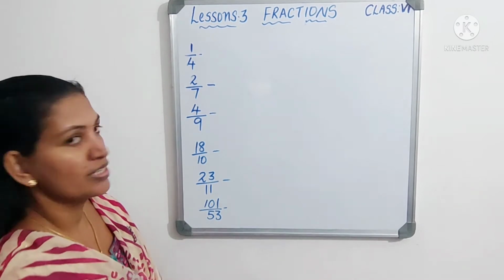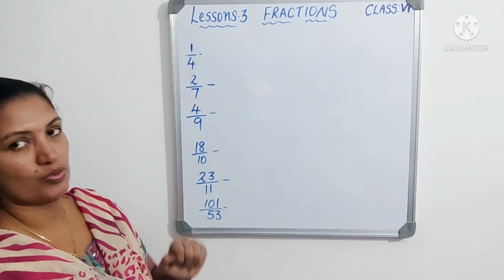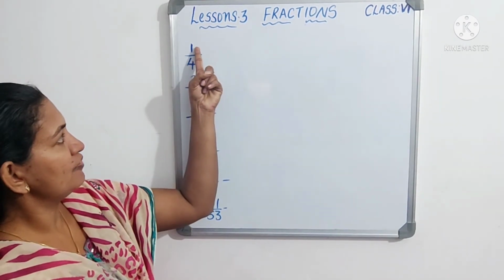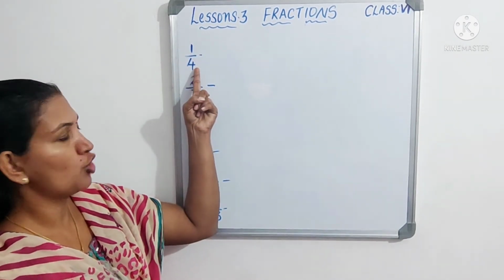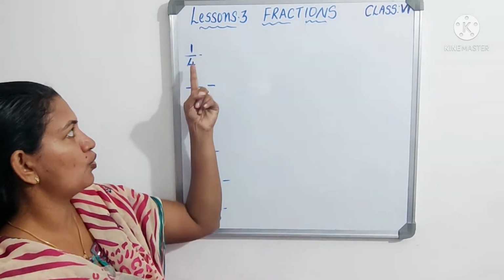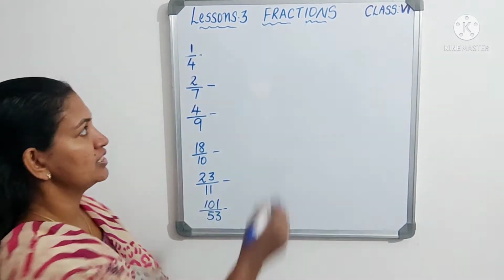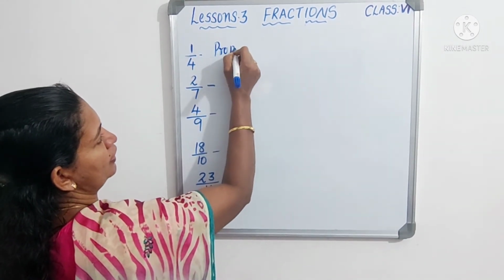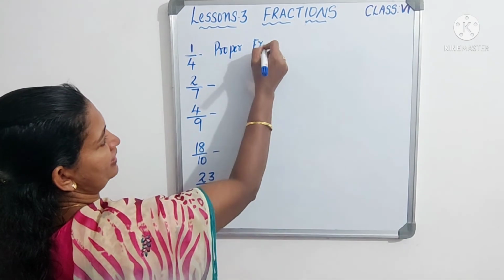Okay, so here I wrote the number 1/4. This is 1/4. Here we can see the numerator is small and the denominator is big. Numerator 1 and denominator 4. So numerator small and denominator big. This type of fraction is called a proper fraction.